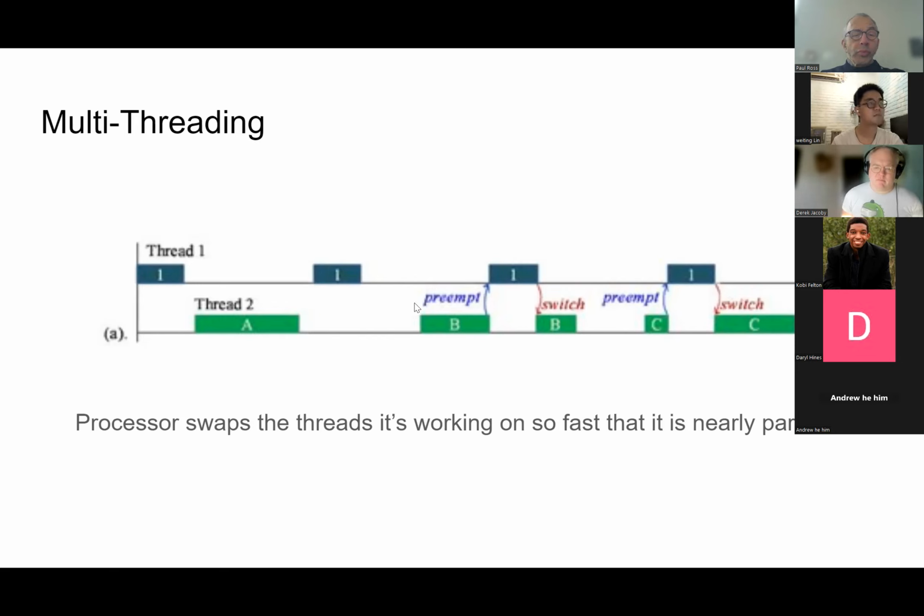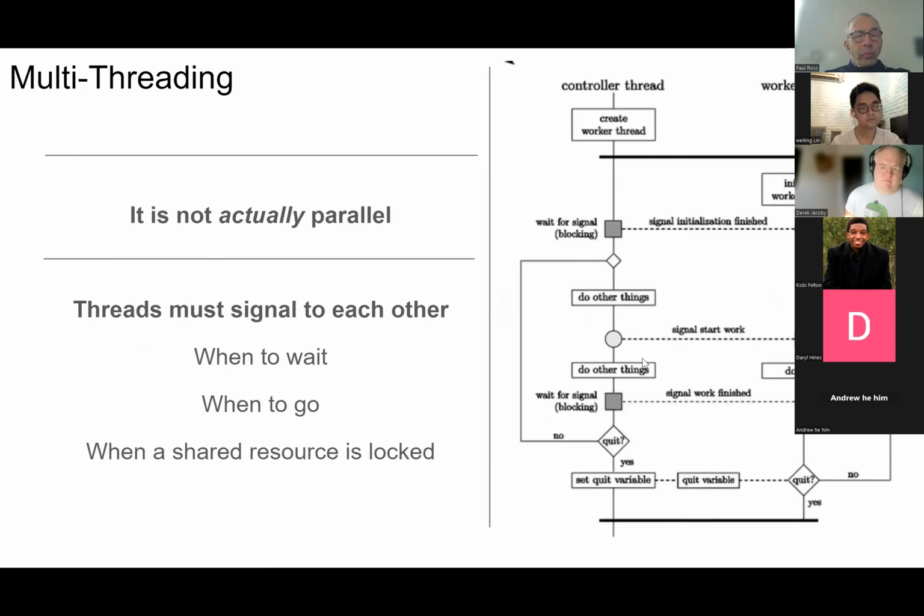I think you can see that this implies a limit, because eventually all of these blocks will be filled and the processor won't have any more time. So you have to be aware of that. The processor goes really fast, so it feels parallel, but it's not parallel. And that becomes important when you're coding it.